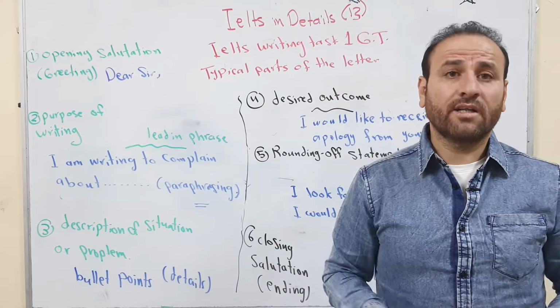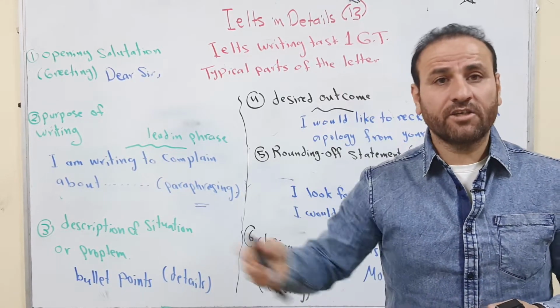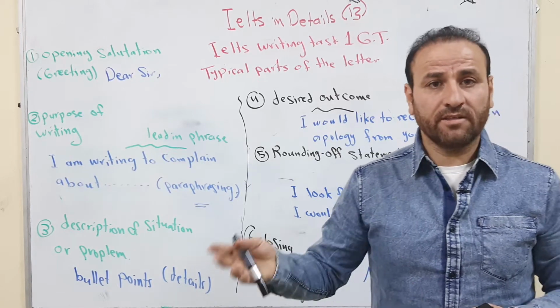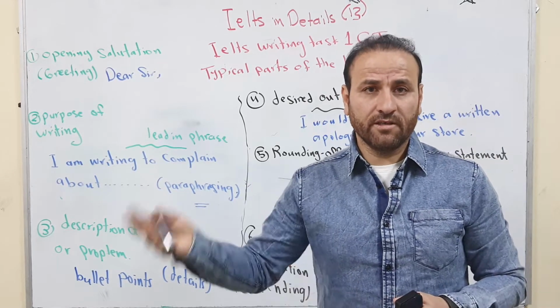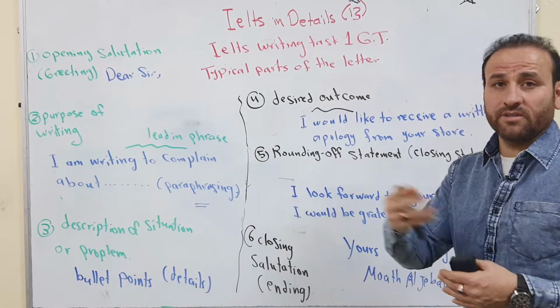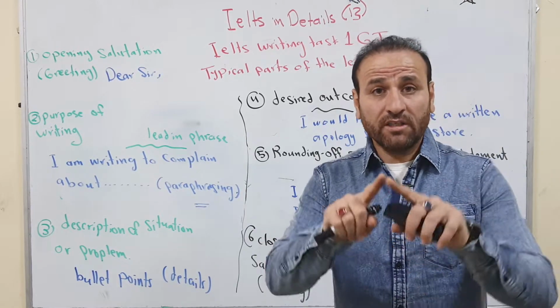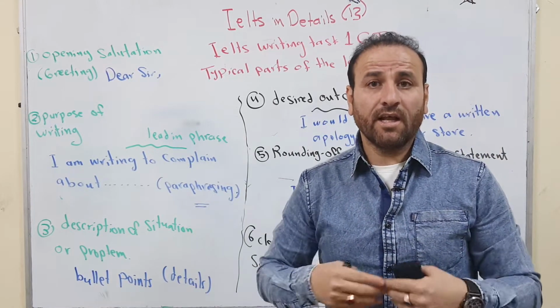And then you can say that if you couldn't solve the problem, further actions could be taken or could be required. So this is what we call the desired outcome. What you want from your letter after you describe the situation, after you have explained the whole idea completely. And what you want.